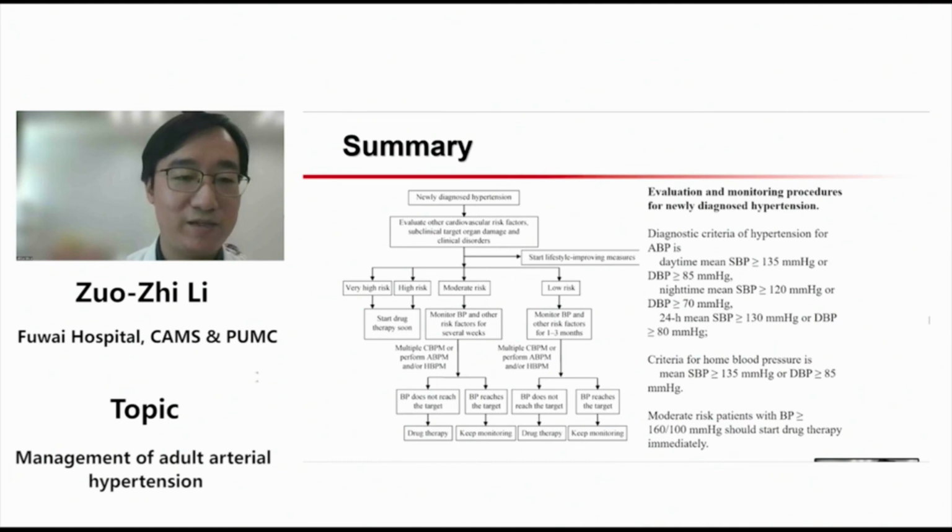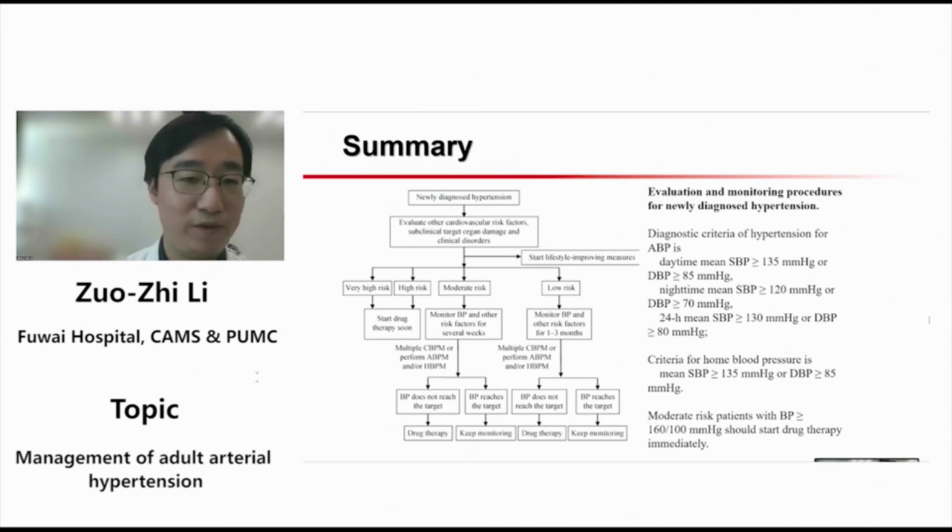In patients with moderate risk, we should monitor their blood pressure and other risk factors for several weeks using ambulatory blood pressure monitoring or home blood pressure monitoring. If the blood pressure does reach the BP target, then we should keep home monitoring. If the BP does not reach the target, then we should start the drug therapy.